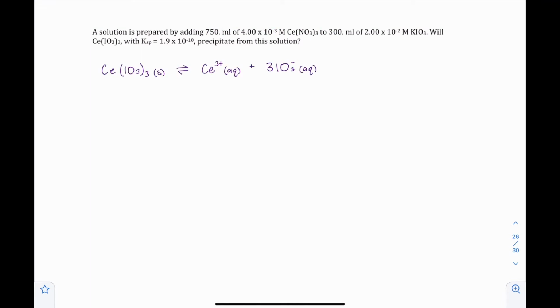The example asks whether or not the precipitate cerium iodate will form. Start by writing out the equilibrium equation for cerium iodate. Now this is not an ICE box problem. What we're going to do is calculate Q using the concentration of cerium ions and the concentration of iodate ions once the reactant solutions are combined together.